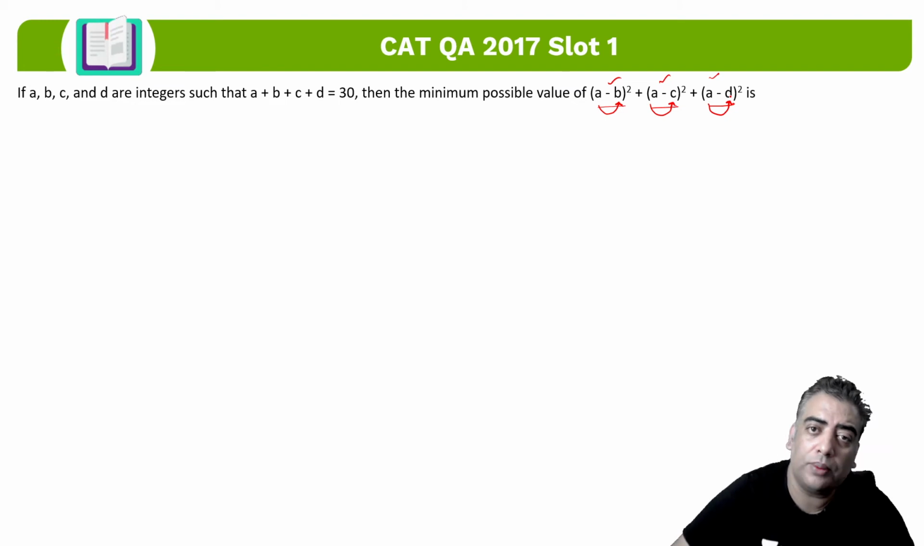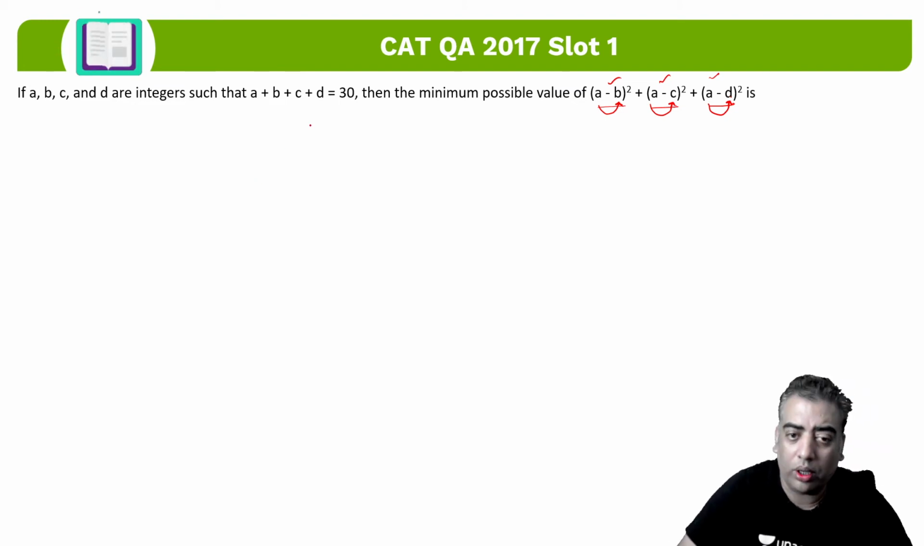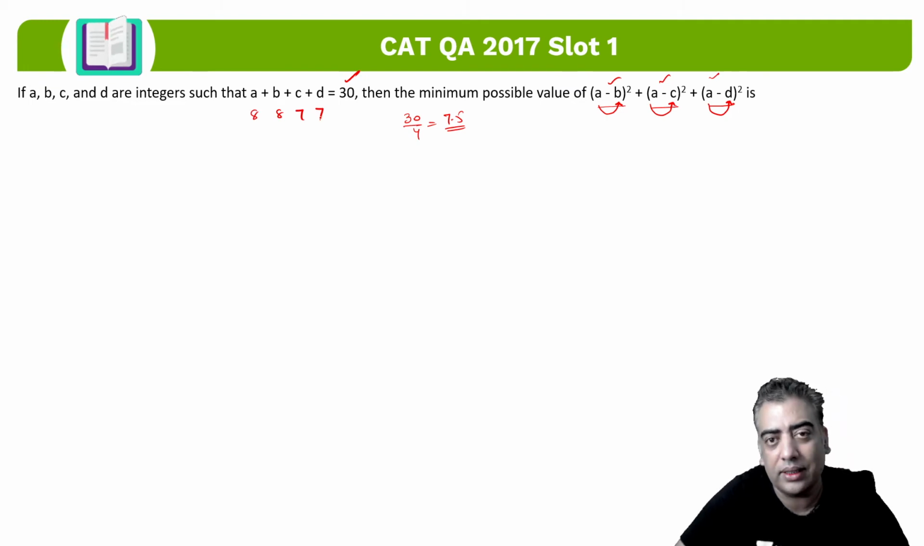All A, B, C, D should be very close. So in order to do that, just divide 30 by 4 and see what value you come across. So that comes out to be 7.5. So your division should be somewhere around 7.5. So you can consider two values like 8, 8 and two like 7 and 7. In this case, all values are as close as possible.